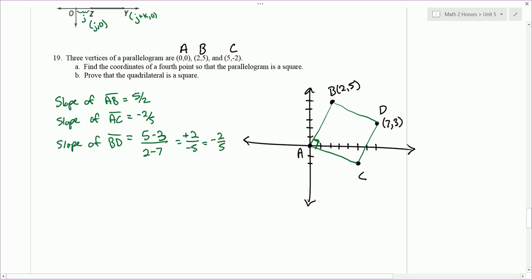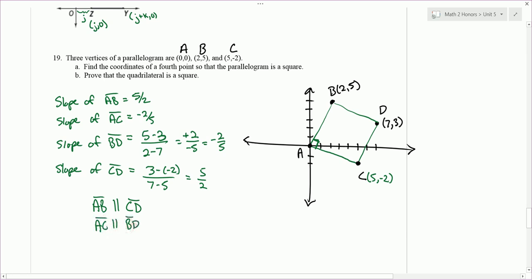Okay, and notice BD and AC have the same slope, so they're parallel to each other. And then the slope, one more here, what are we missing? CD, slope of CD. Using our slope formula, y value minus y value over x minus x is 5 over 2. And so from that information we can get AB is parallel to CD because they have the same slope, and also AC is parallel to BD because they have the same slope. And so this is going to give us that ABCD is in fact a parallelogram.